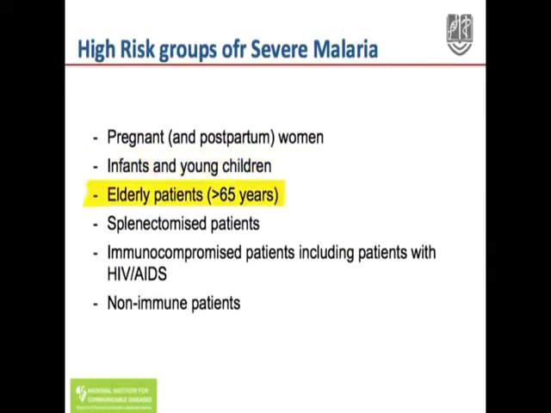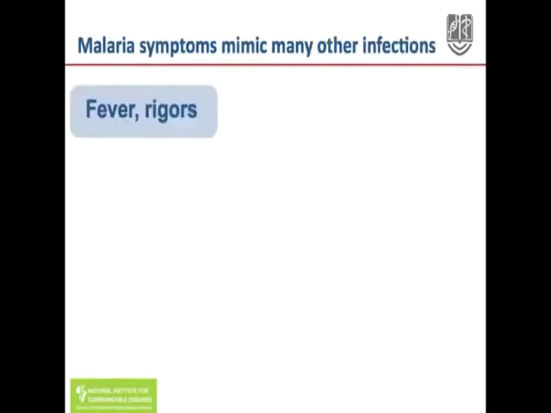Elderly patients, splenectomized patients, and those who are immunocompromised, particularly those with HIV/AIDS, are particularly at risk for the development of severe malaria. Malaria symptoms mimic many other infections, and vice versa. Many diseases that are common in the same areas where malaria occurs may look like malaria.